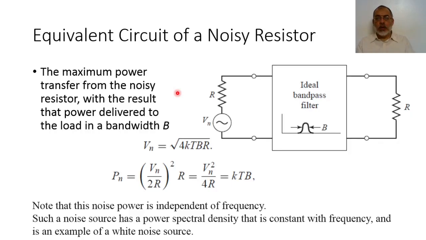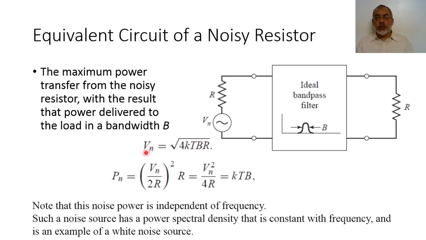Welcome back. In the previous video, we have seen how to calculate the noise voltage of an open terminated resistor, and this resistor has a temperature T. And we said that the noise voltage can be approximated as the square root of 4kTB multiplied by R, where K is Boltzmann constant, T is the absolute temperature in Kelvin, B is the bandwidth in Hertz, and R is the resistance in Ohm.